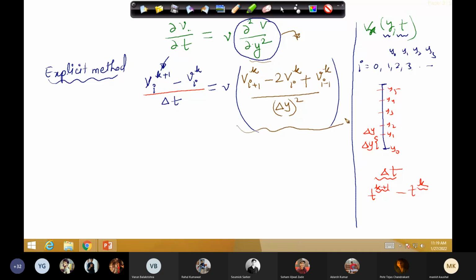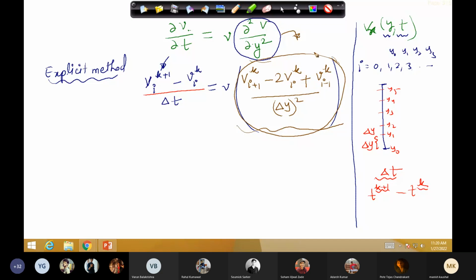The last one, where you use the average of the kth time node and the k plus 1th time node, is the average of derivatives at the two times kth and k plus 1. That is called Crank-Nicolson. Implicit methods are surely converging.